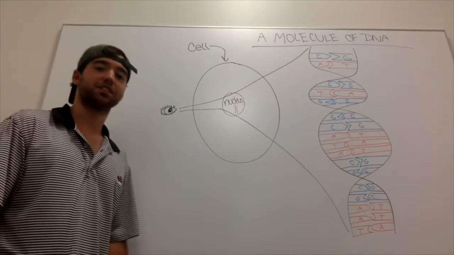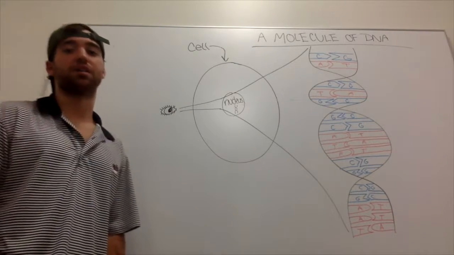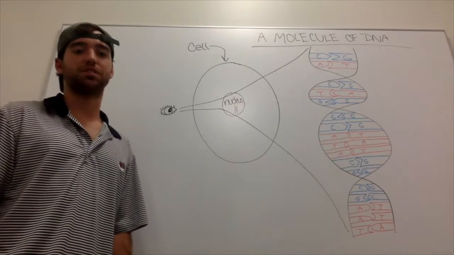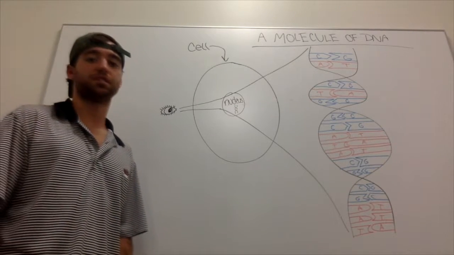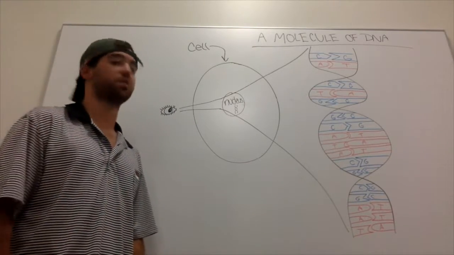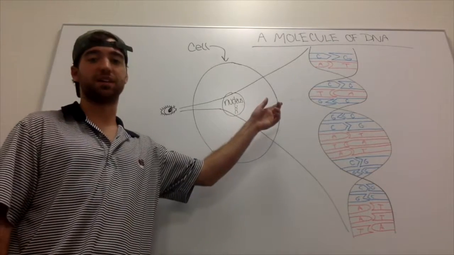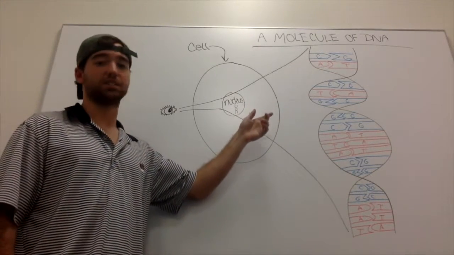Hey, I'm Chris, and I'll be discussing the overall structure of DNA. So DNA is an example of a macromolecule. Macromolecules are large molecules that are built from smaller pieces called subunits. If you were to look inside the nucleus of one of your cells, you'd be able to see your DNA molecules. As you can see here in this drawing I've made, this is what a molecule of DNA looks like.